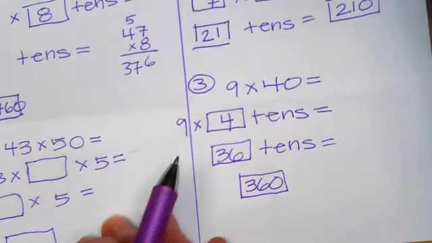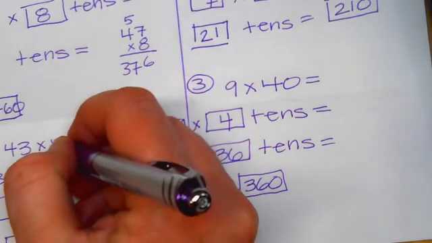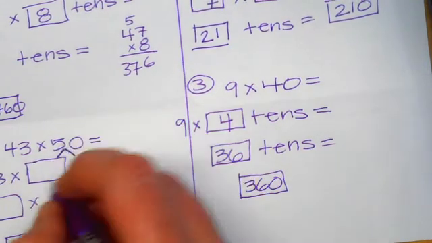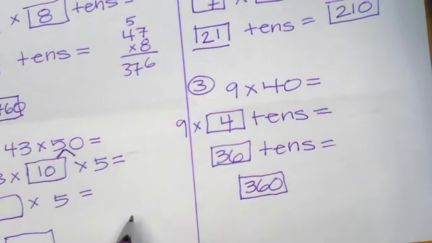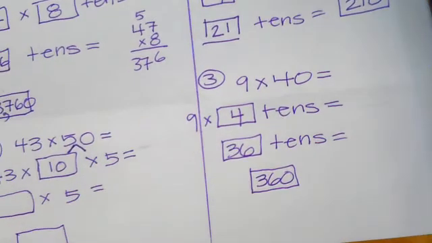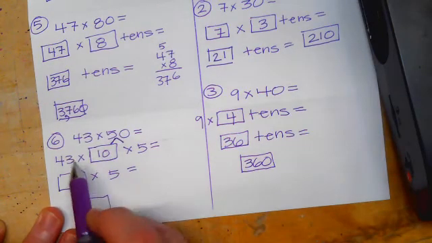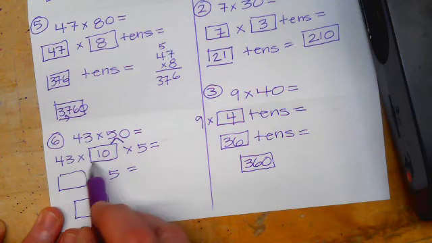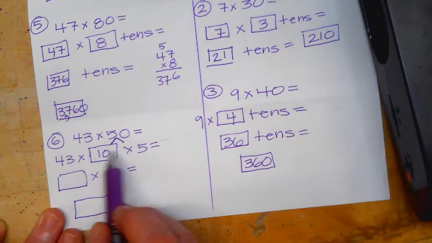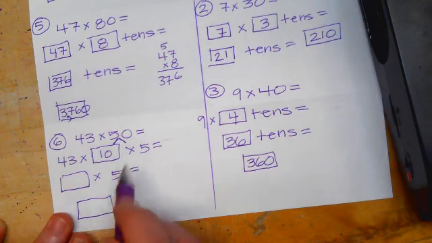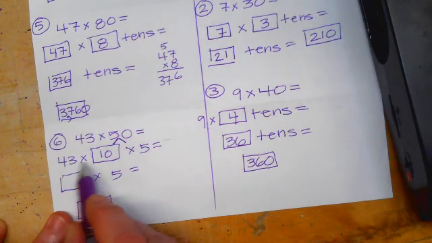So if we have 43, and we're looking at 43 times 50, that's the same as breaking this into chunks. Let's break this 50 into chunks. We're going to call this 10 times 5, because really that's what that is. Let me pull it out a little bit for you. This is really 43, and 50 is really 10 times 5, right?